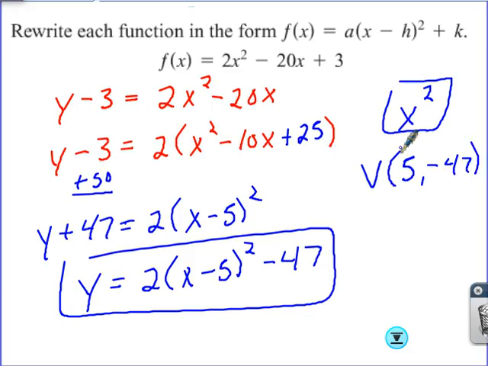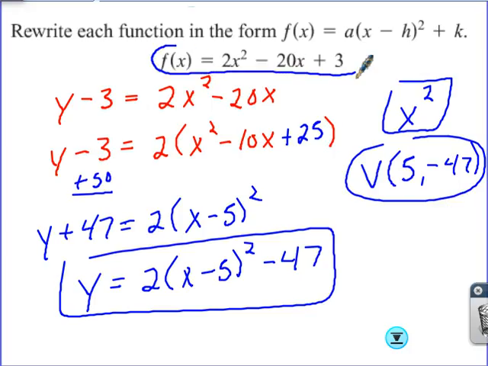So your vertex has been shifted from 0, 0. This is 0, 0 vertex. Vertex is the lowest point. Has been shifted right 5, so that'd be positive 5, and down 47. So your vertex of this parabola is 5, negative 47. And if you took those two transformations away, the only other transformation would be this, which would stretch it. You're not really interested in that. But this number 2 out here would stretch it twice as tall. So it'd be just tall and skinnier.